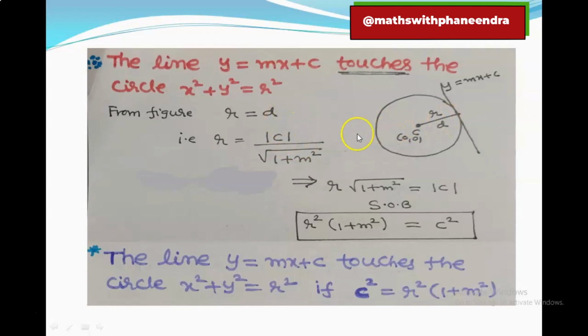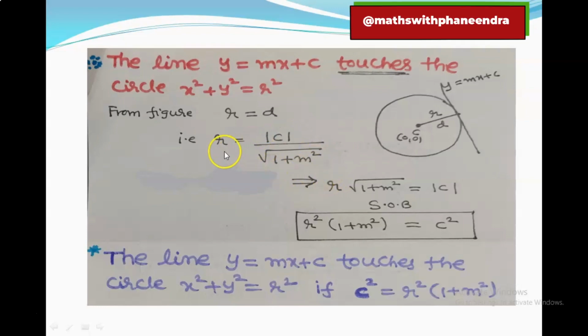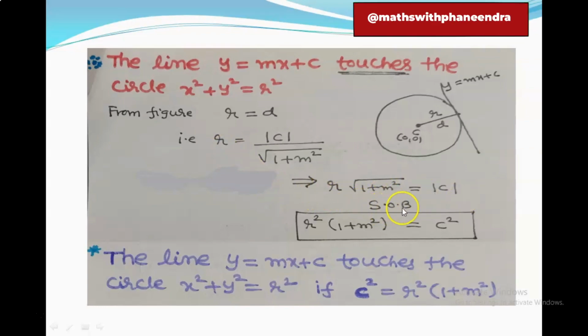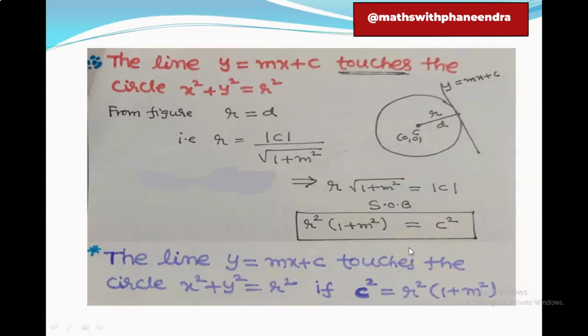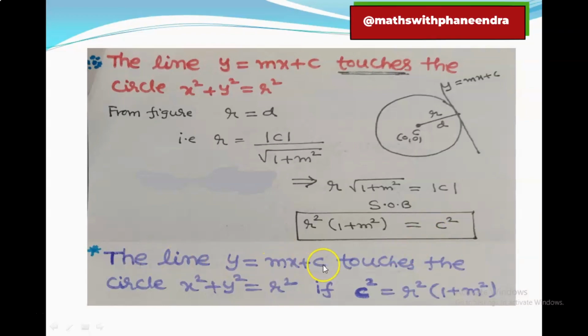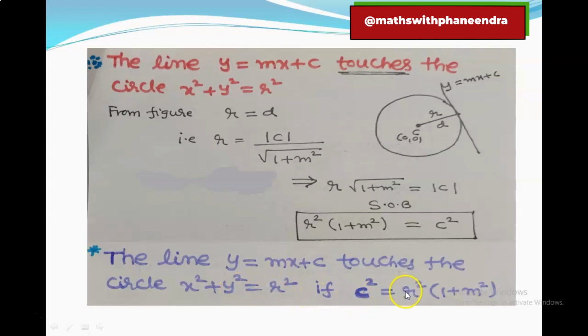So r equal to d means what? Perpendicular distance from origin to this line only, no? So r equal to mod c by square root of 1 plus m square. Cross multiply, r into root of 1 plus m square is equal to mod c. Squaring on both sides, r square into 1 plus m square equal to c square. You have to remember that the line y is equal to mx plus c touches the circle x square plus y square equal to r square if c square equal to r square into 1 plus m square. This point is very important. You keep in mind.